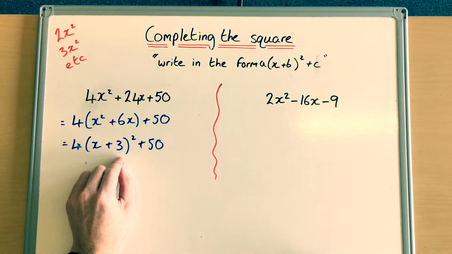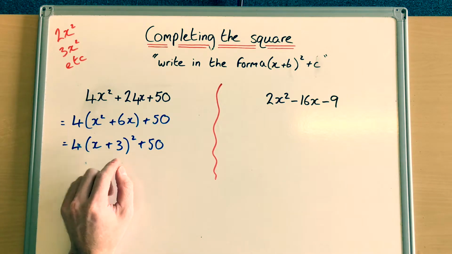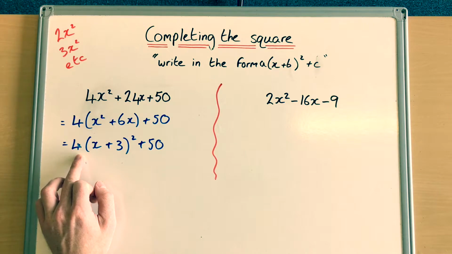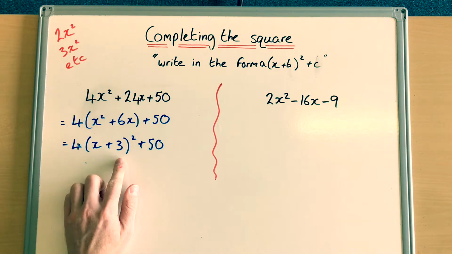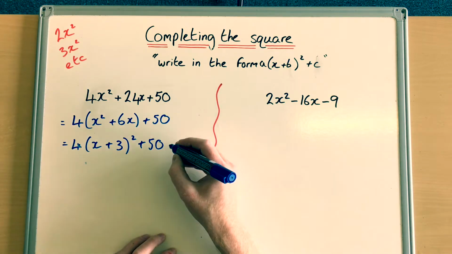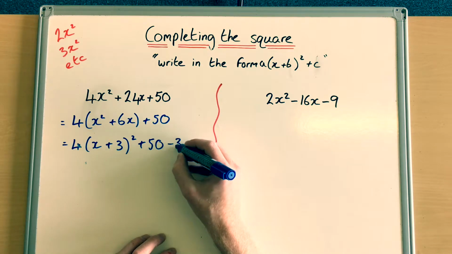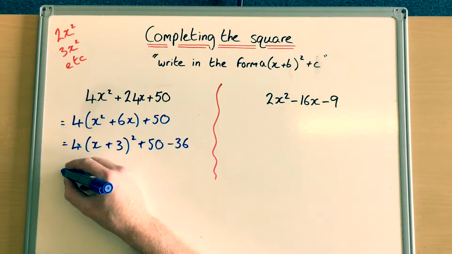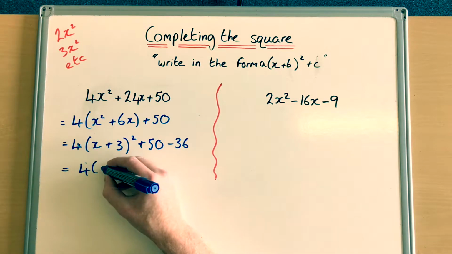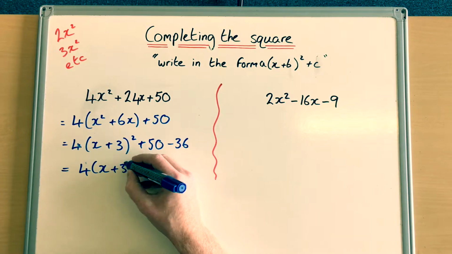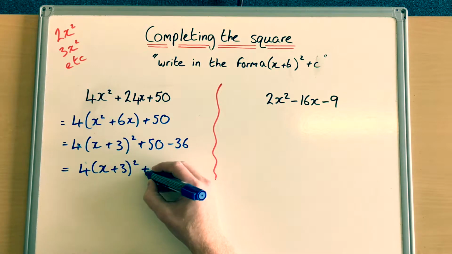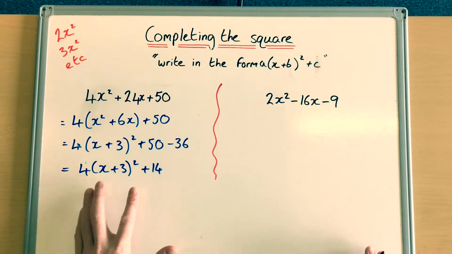However, we do square the 3, we do get 9, but before we take it away, I want to multiply it by 4, the number in front of the bracket. So 3 squared is 9, times 4 is 36, so I'm actually going to take away 36 instead of 9. So that gives me 4 brackets x plus 3 squared plus 14. Okay, and that's it done.